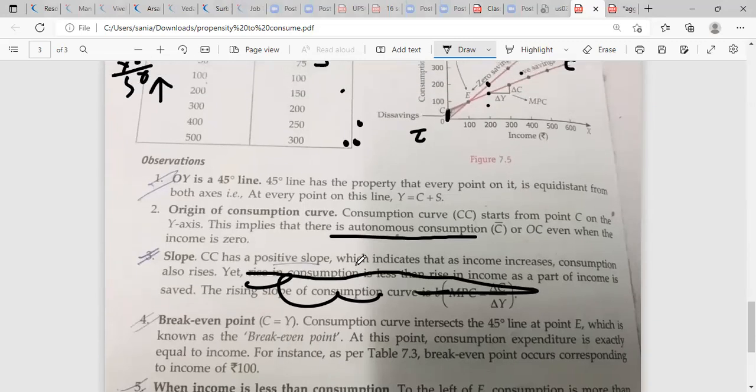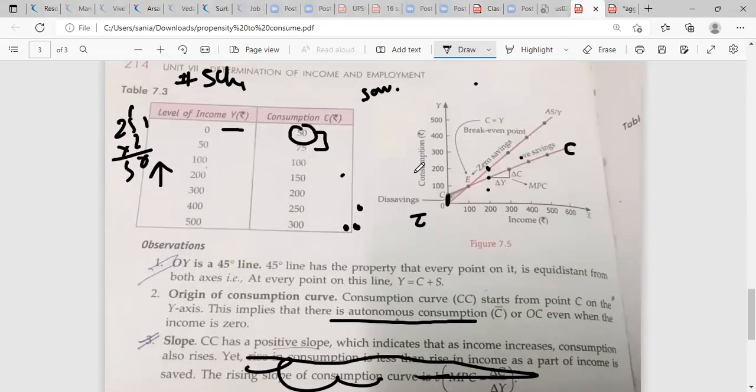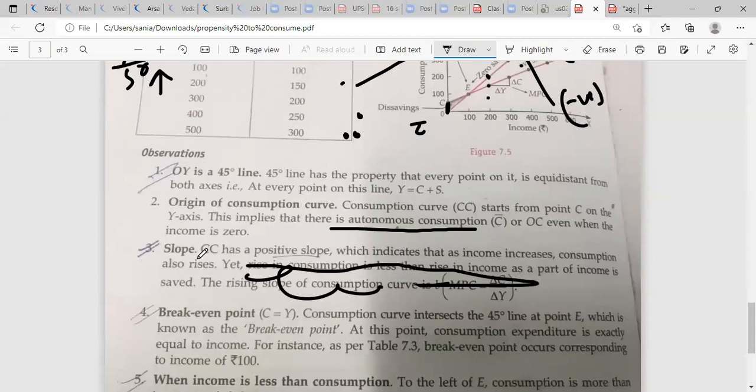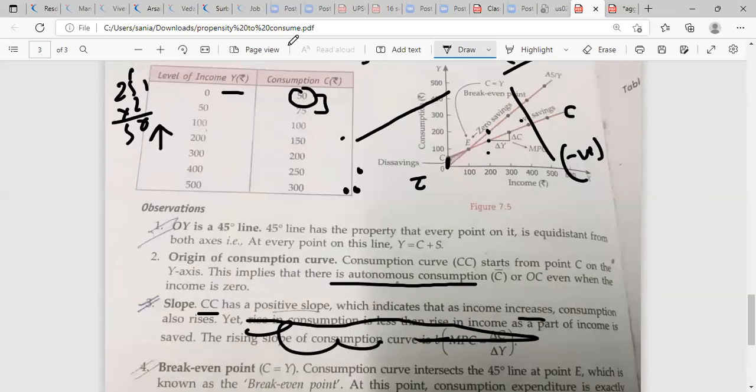Okay, let me explain it again. See, slope. What is slope basically? You can see your consumption curve is going upward, right? So when things go upward, it is always a positive slope. But when things go downward, it is a negative slope. So you can see slope. CC means consumption curve. It has a positive slope, which indicates that as income rises, your consumption also increases or rises. Now it's clear, Ayan and Mariam?